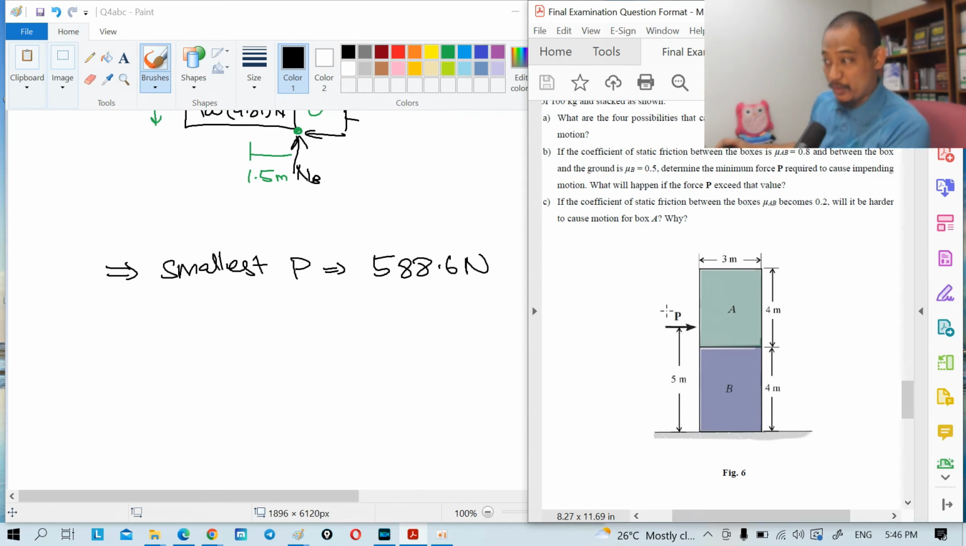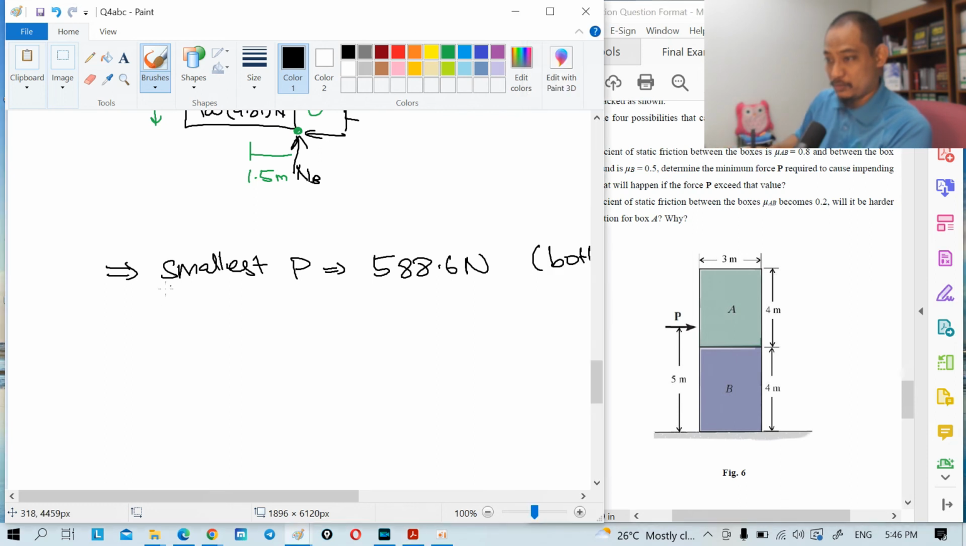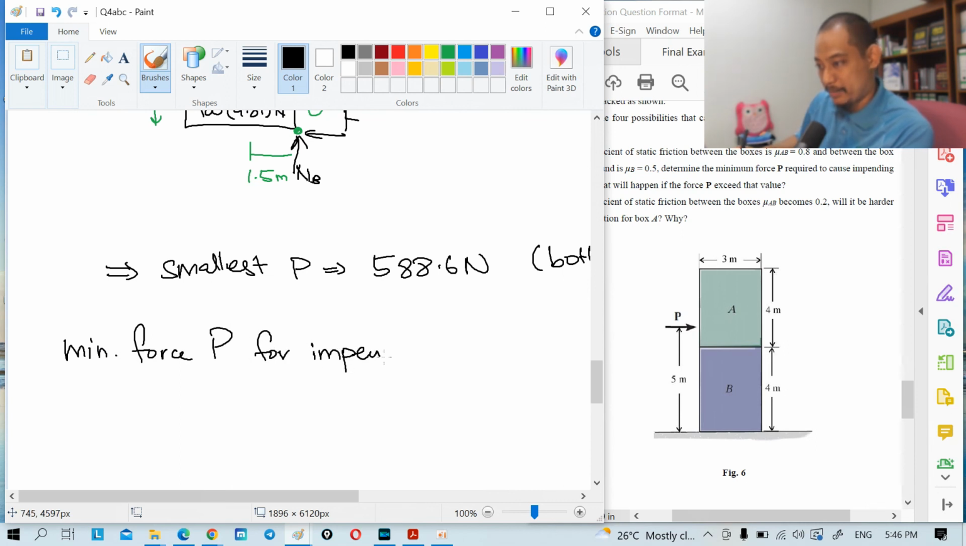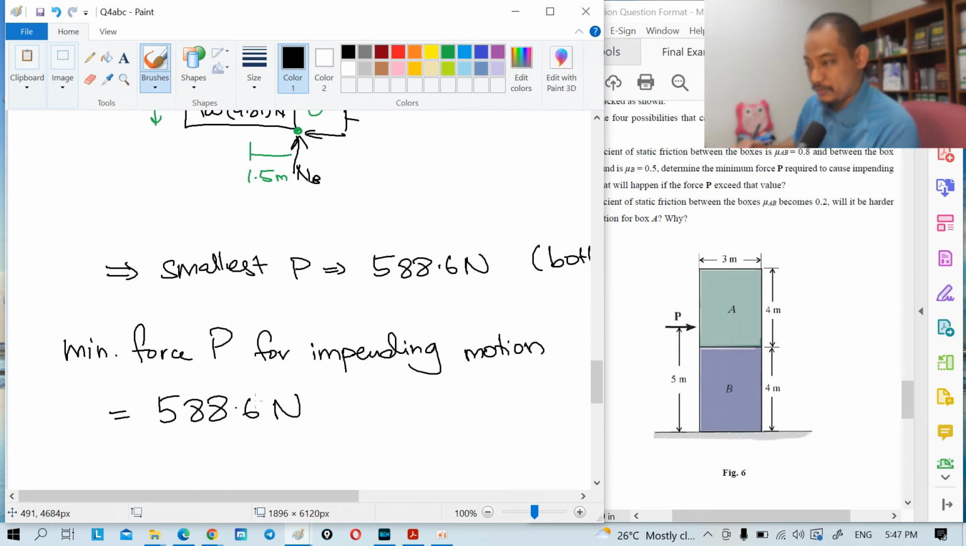Minimum force required to cause impending motion. So the minimum force P for impending motion is 588.6 Newton. Right, so that's the answer.